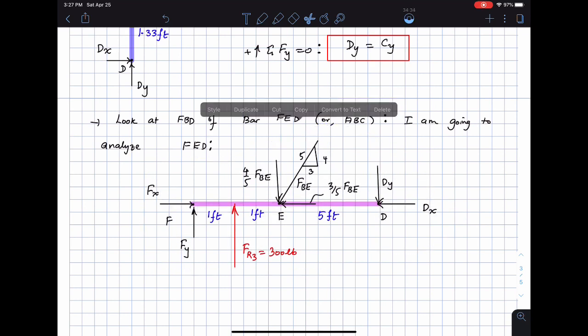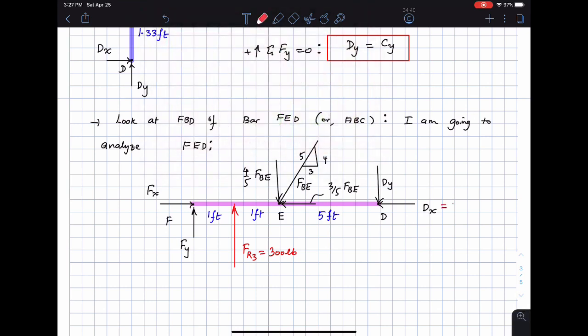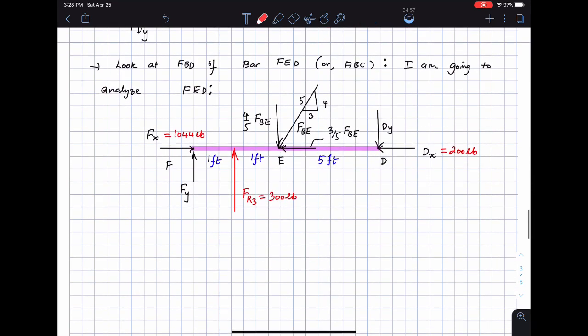There are things that we know. Dx we found out to be 200 pounds, so I'm just going to write this as equal to 200 pounds. Then we also had information on Fx. If you remember, Fx was equal to 1044 pounds from above, from some calculations that we did on the free body diagram of the entire bar.